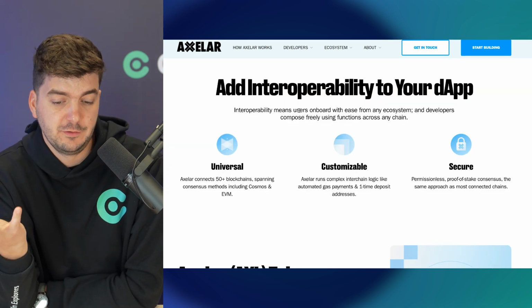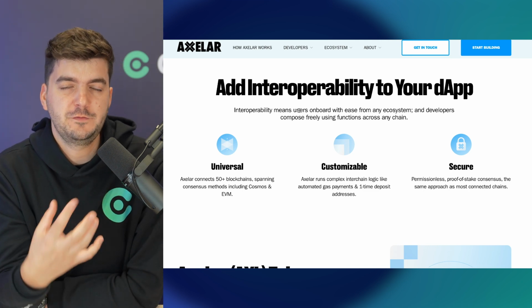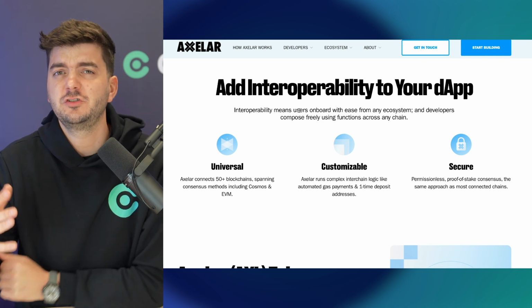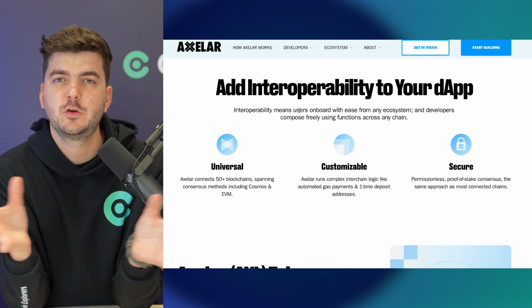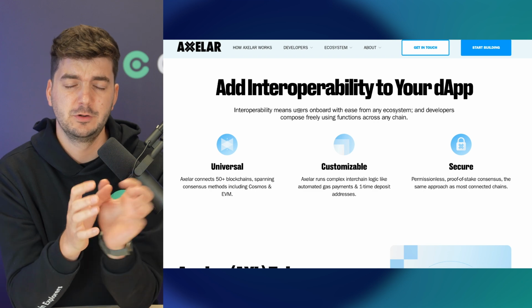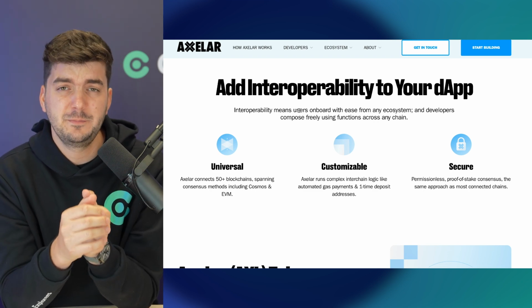Axelar is used by developers, and as you can see, you can add interoperability to your dApp. So if you have a dApp already running on a certain chain and you want to bridge it to other chains as well, with Axelar you can do it. And that actually brings communities together, because some people are only on Avalanche, some people are only on Ethereum, some people are only on Solana. However, with Axelar, dApps can be on all the chains.